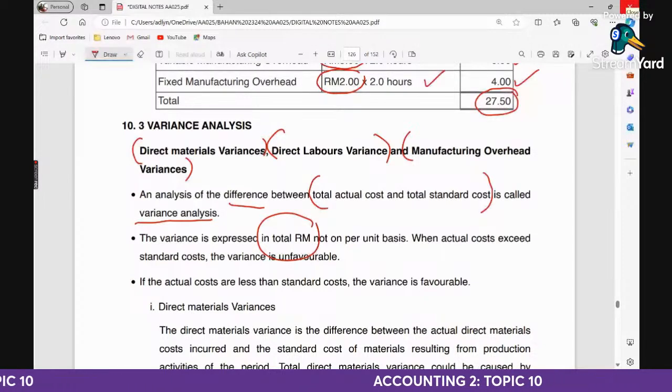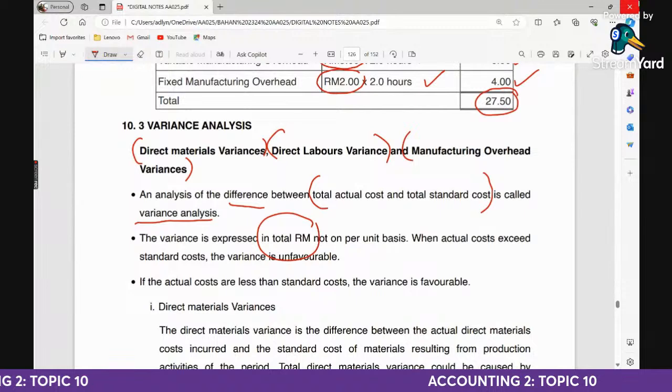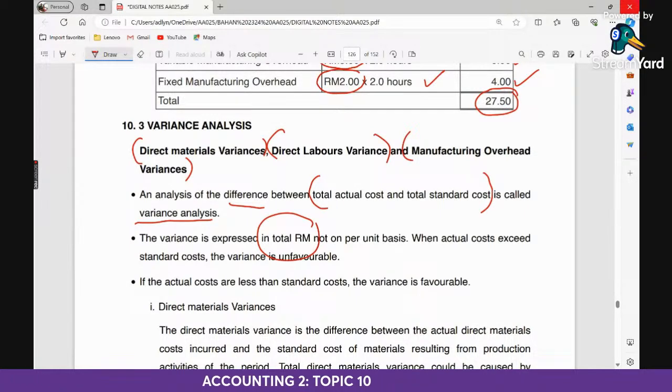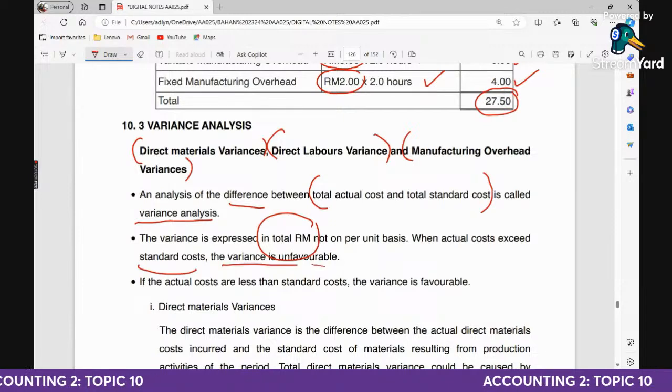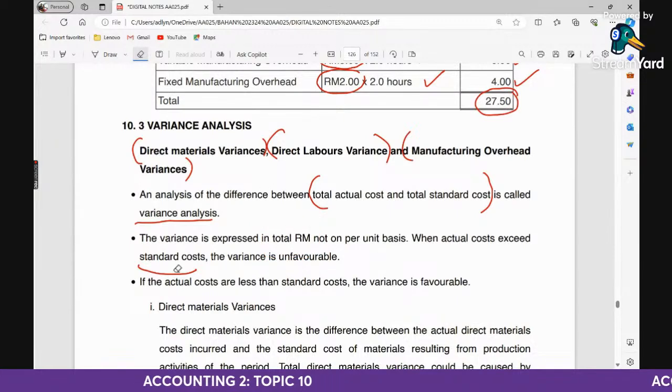So perbezaan kos tu tidak ada kena-mengena dengan unit, tidak ada kena-mengena dengan jam. So jawapan you mestilah dalam RM. Okay, so when actual cost exceed the standard cost, the variance is actually unfavorable. Okay, alright, you baca balik ayat ni. Okay, I clean up the thing for you.